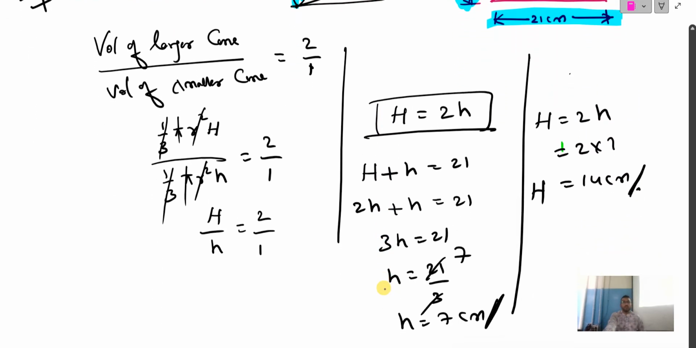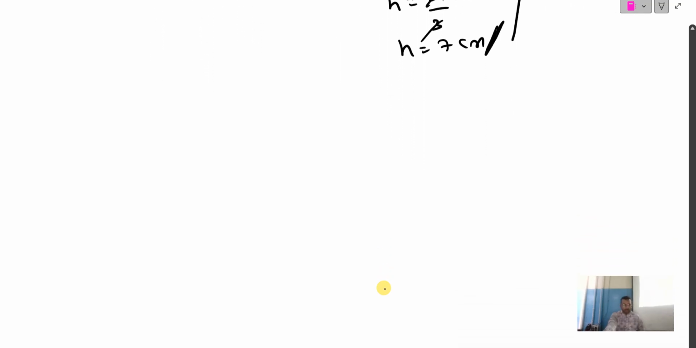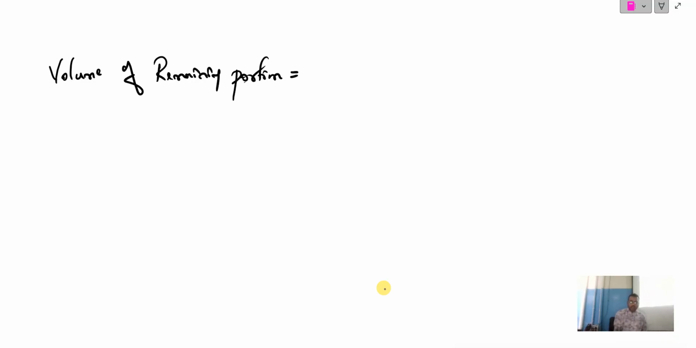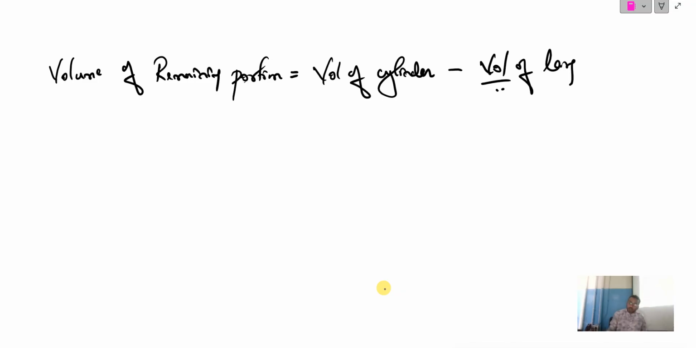Clear? Now what is the volume of cylinder? Pi r square h. Minus the volume of larger cone. First of all, what is the cone formula? 1 by 3 pi r square h, but here h means capital H. Minus 1 by 3 pi r square small h. Now, from all the sides, can we take pi r square common? Yes. This is h of cylinder, minus 1 by 3 capital H, minus 1 by 3 small h.